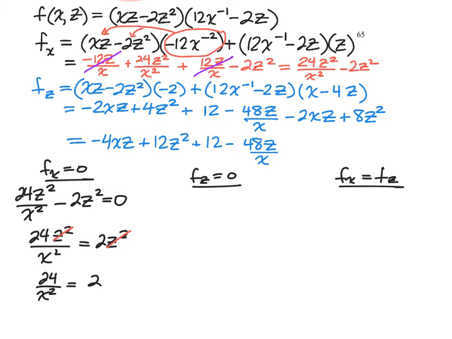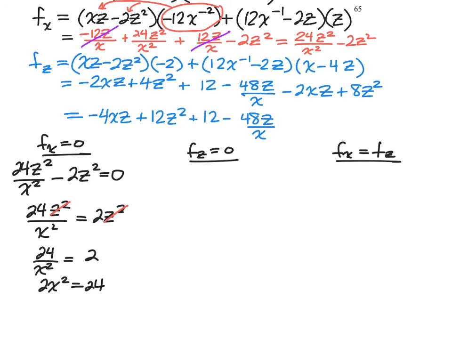Now, technically, we really shouldn't cancel it because it could lead to a factor that could necessarily give us a solution, but it should come out in the wash elsewhere. So that's how we're going to handle it. So we'll have 2x squared equals 24. Divide both sides by 2, you get x squared equals 12. And so x would be equal to the square root of 12.